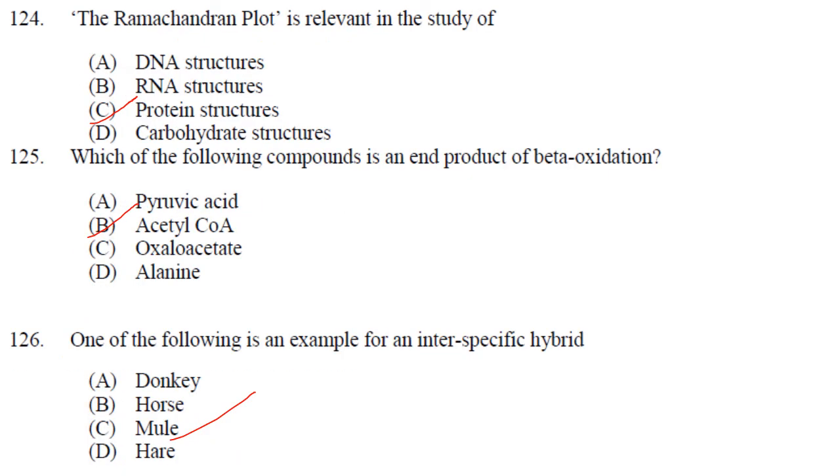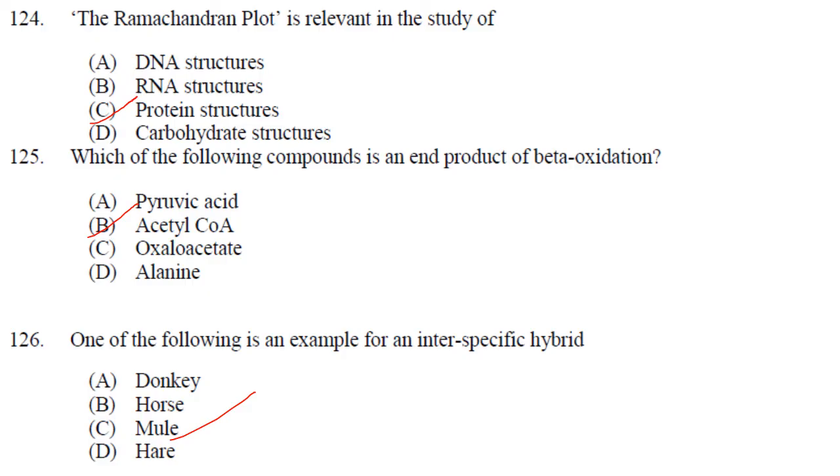Then the Ramachandran plot is relevant in the study of. So it is relevant in the study of protein structures. Answer is option C. Then which of the following compounds is an end product of beta oxidation? So it will give rise to acetyl-CoA. Answer is option B. Then one of the following is an example for an interspecific hybrid. So the mule, it is a cross between a female horse and a male donkey.